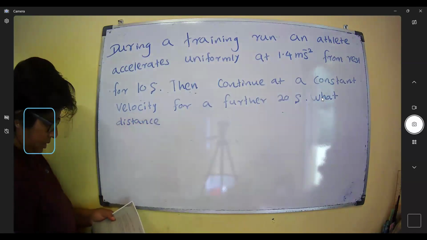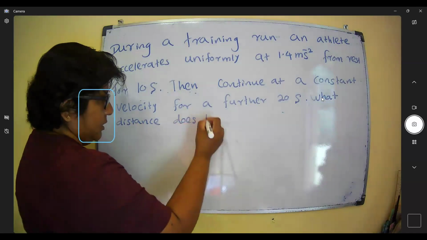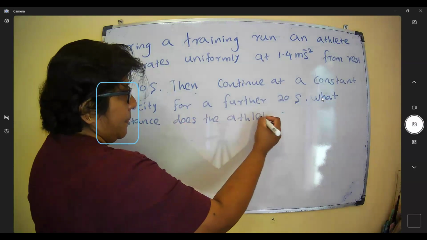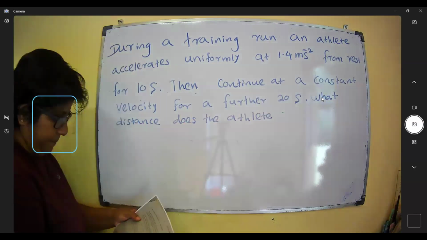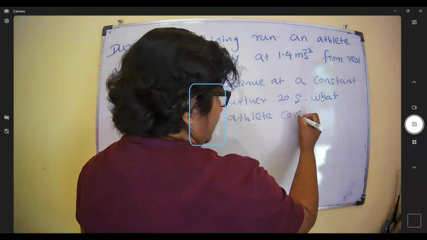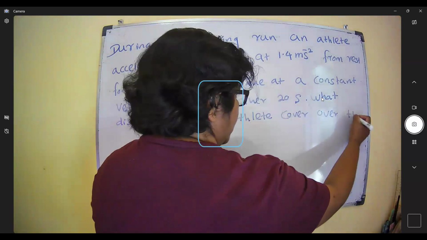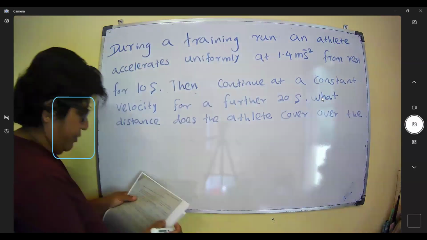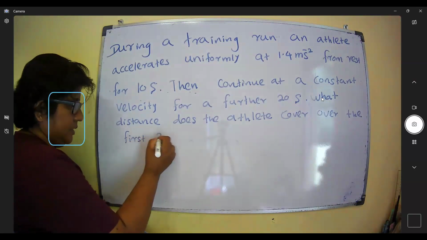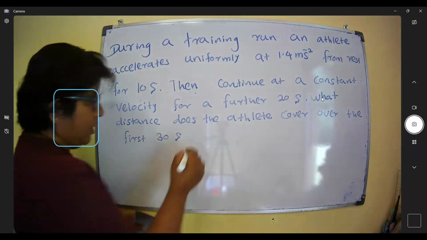What distance does the athlete cover over the first 30 seconds? See, easy questions, but the theory behind this run.